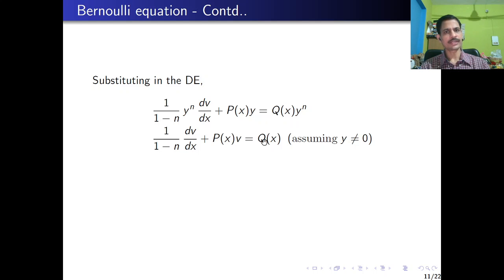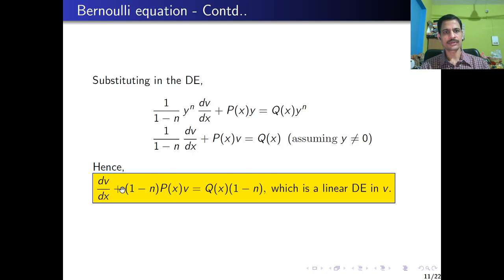So when you are dividing, we assume that y is not equal to 0. So you bring this 1 minus n on the numerator by multiplying this by 1 minus n. So this is how it looks, and this is a linear ODE in the dependent variable v and independent variable x. So we can solve this linear ODE by method that is known to us. So this is how you can solve a Bernoulli equation.